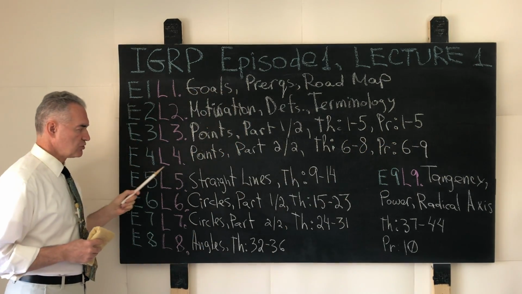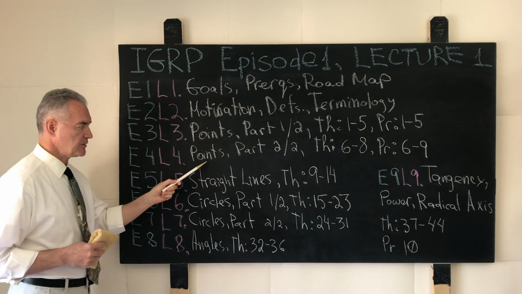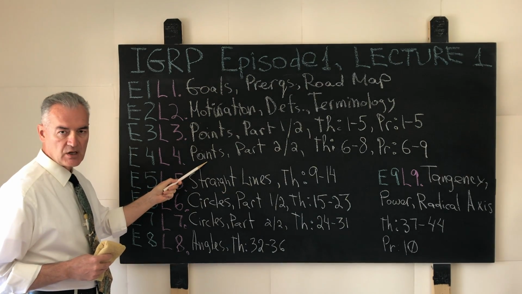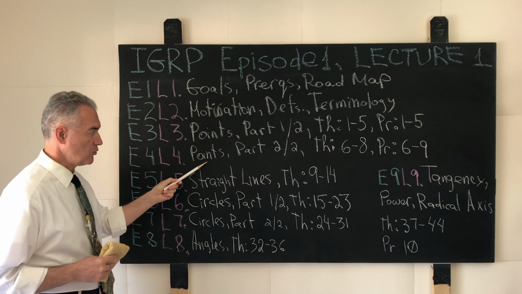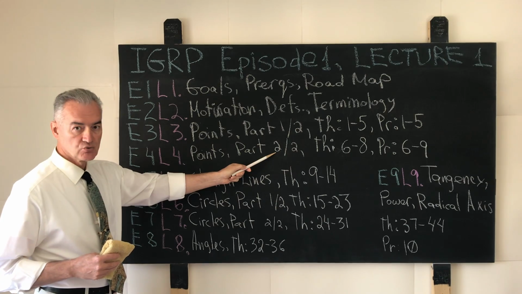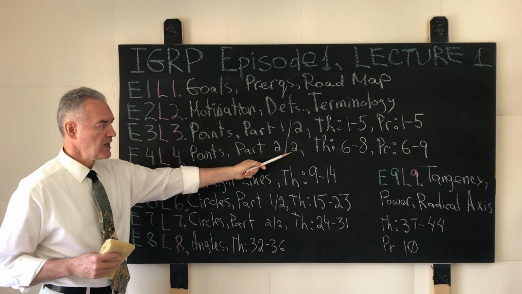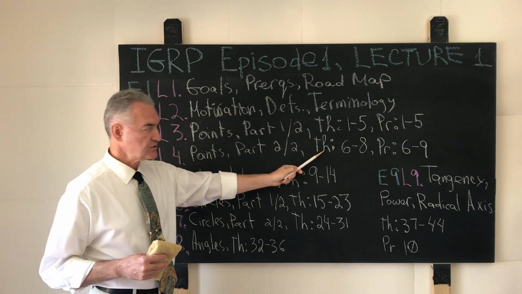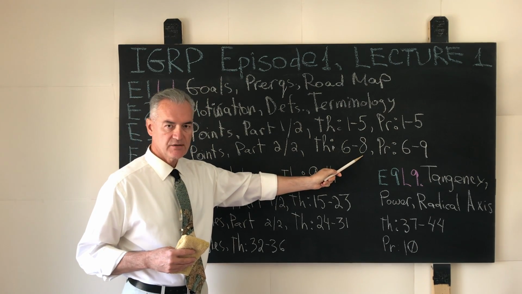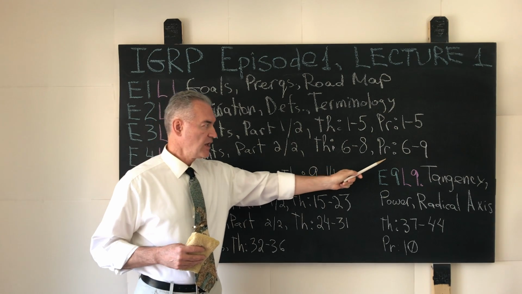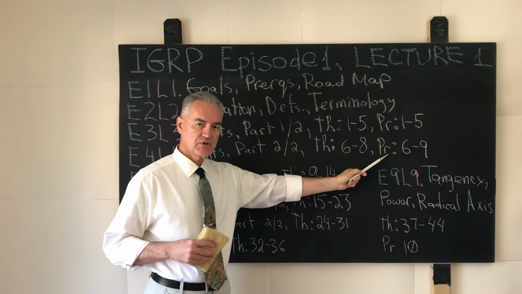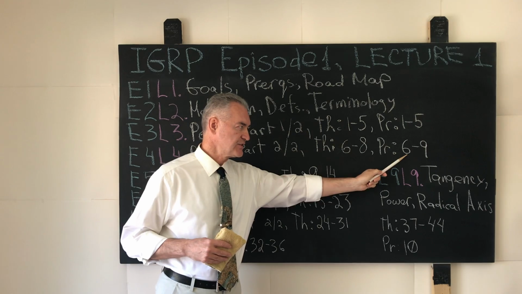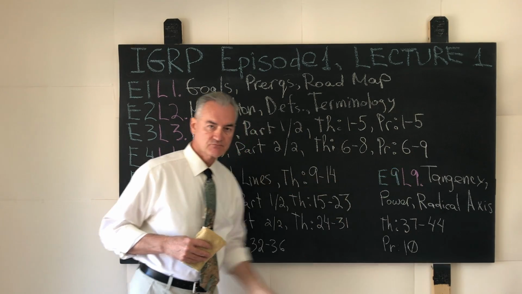In episode 4, lecture 4, we will keep studying how inversion of the real plane with respect to a circle acts on points, and that will be part number 2 of the 2-part installment. In that lecture, we will prove theorems numbered 6 through 8, and we will also solve the relevant problems numbered 6 through 9.